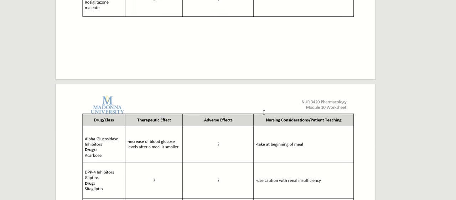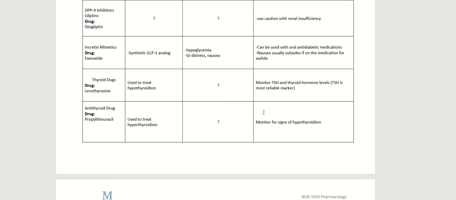So I wanted to kind of jump down. I did get a couple of questions on the thyroid medication, so I wanted to go down to levothyroxine and make sure that you understand that this is a medication used to treat hypothyroidism. And so if we are using it to treat hypothyroidism, we would need to know some of the signs and symptoms of hypothyroidism.